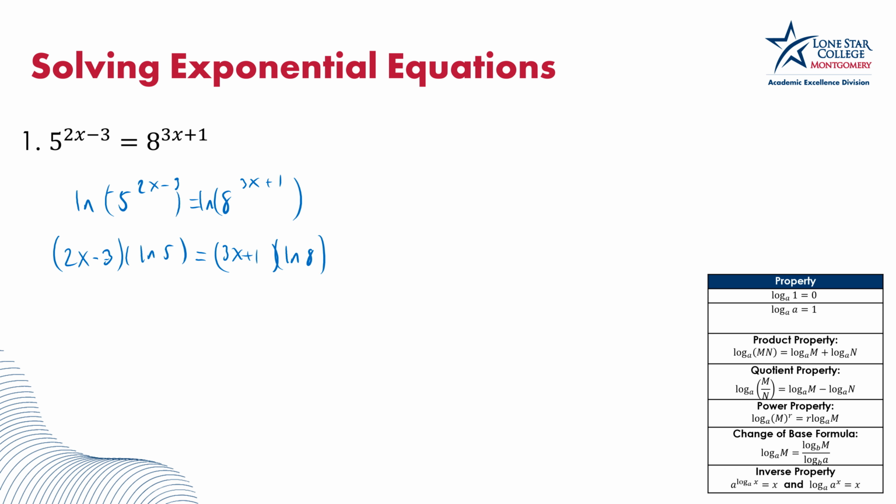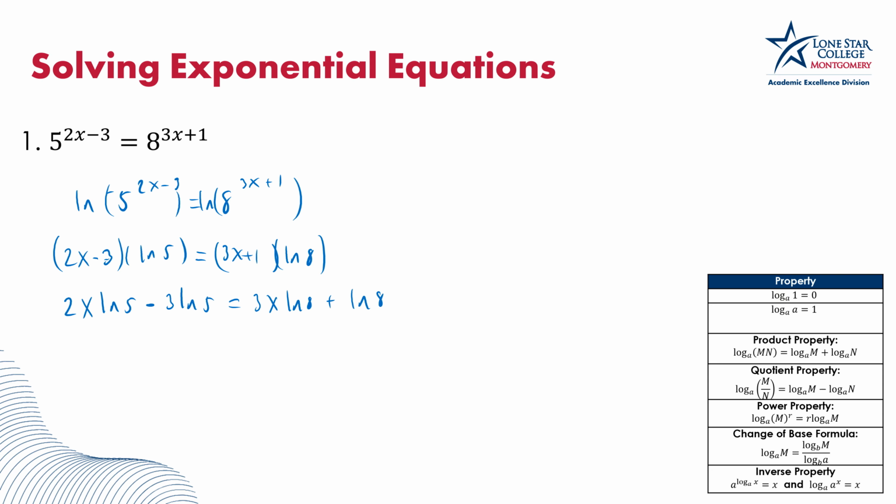So then from there what we can do is distribute the natural logs into the 2x minus 3 on the left and ln of 8 into the 3x plus 1. So we'd have 2x ln of 5 minus 3 ln of 5 equals 3x ln of 8 plus 1 times ln of 8, which we just write as ln of 8. So we're trying to solve for x.